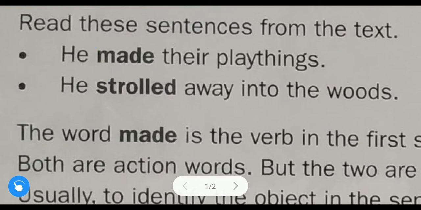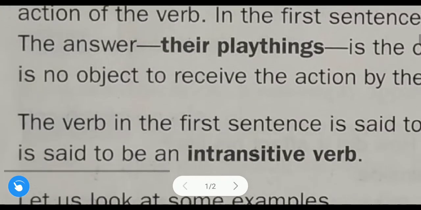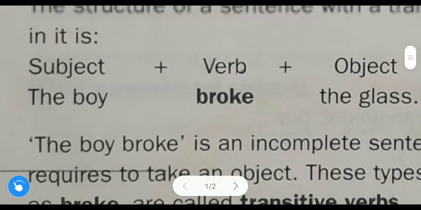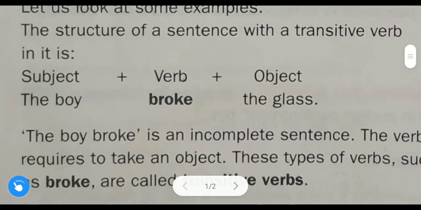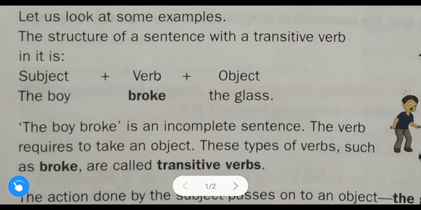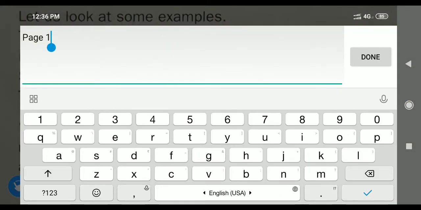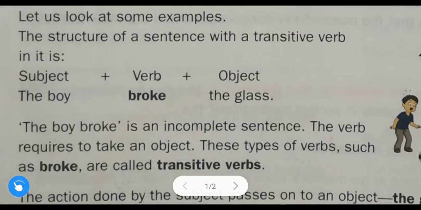Understood? We will discuss a few more examples, then you will very clearly understand what is meant by transitive verb and intransitive verb. Okay, so let us discuss the next example. See, here one more example is given. See, the boy broke the glass. In this example, what is the subject? The boy is the subject, broke is the verb, and this is the object.